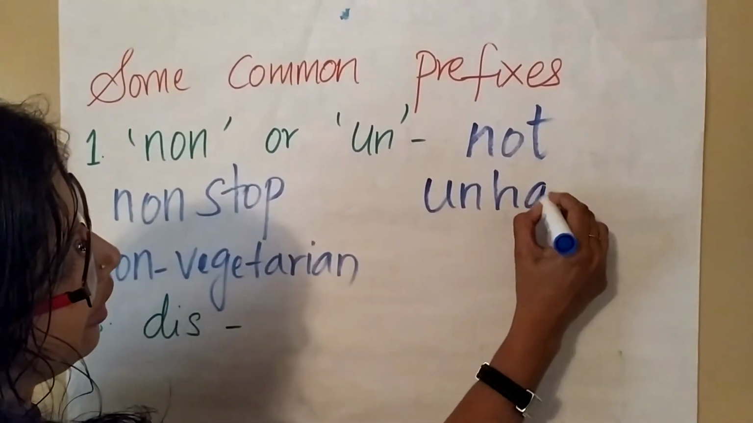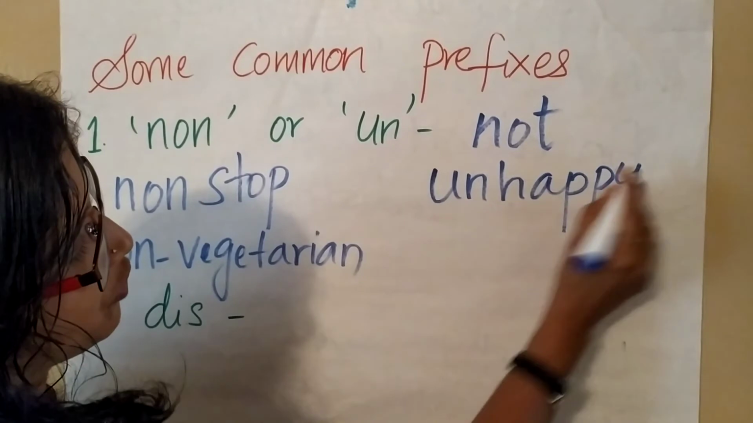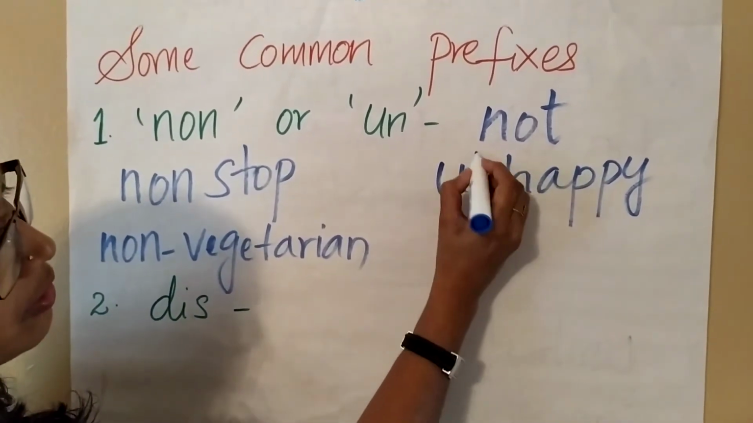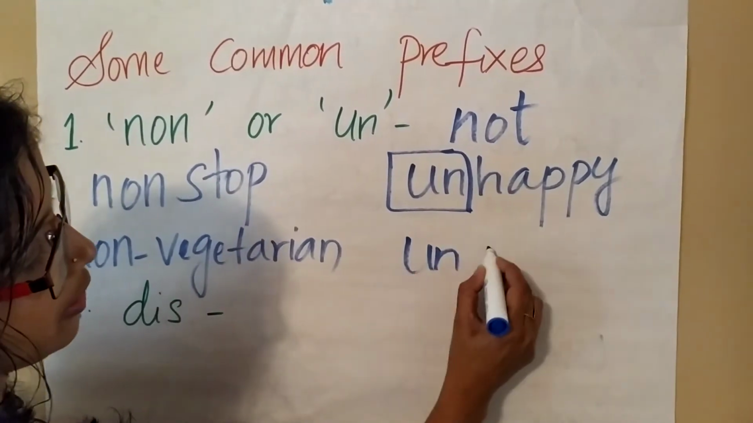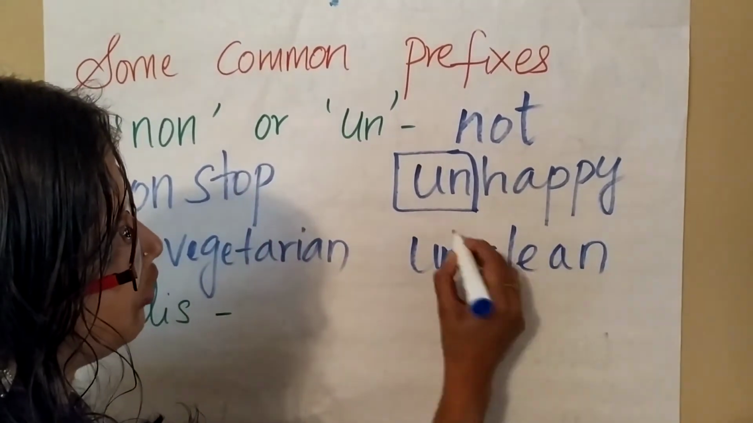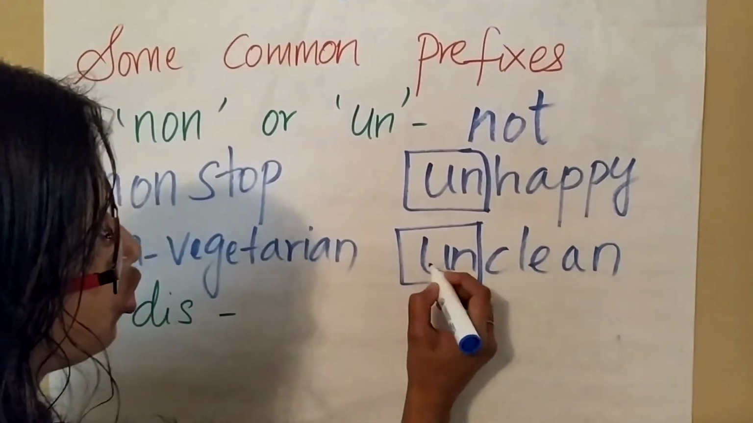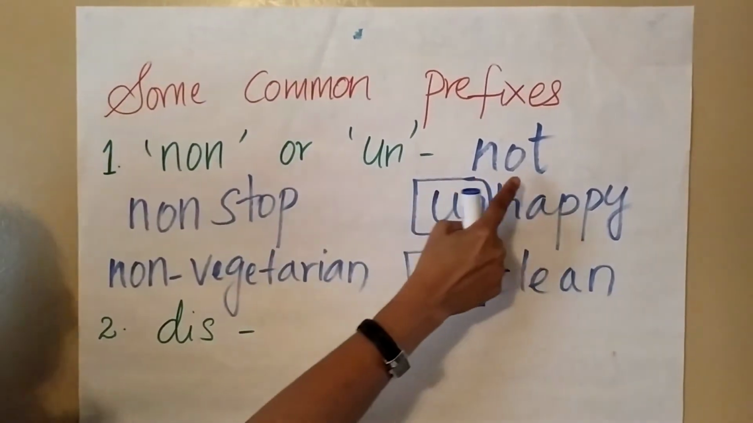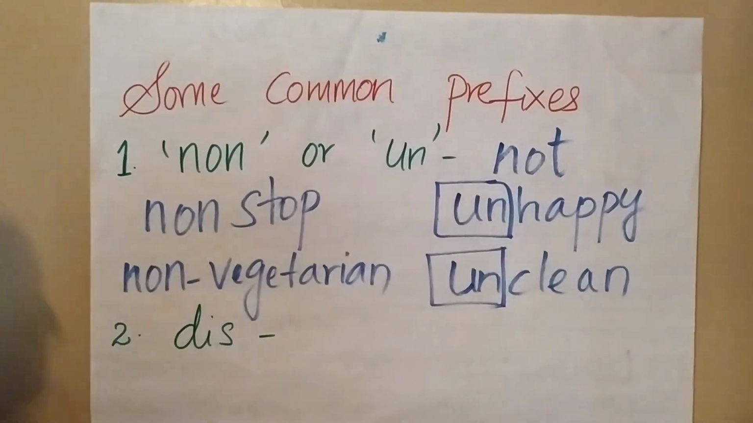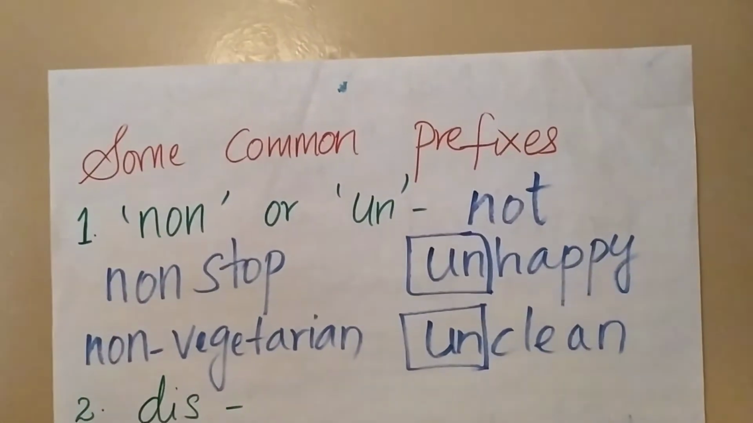Okay. Now look at this word un. You can say unhappy, which means not happy. Look at the prefix here, un. When I say unclean, which means not clean. So if you know that the meaning of the prefix non and un can be not, you can easily guess the meaning of the words.